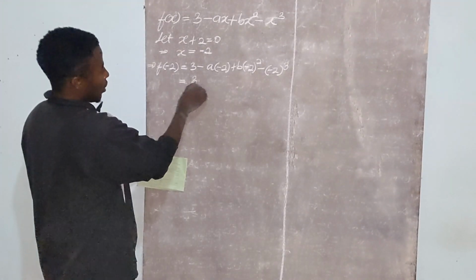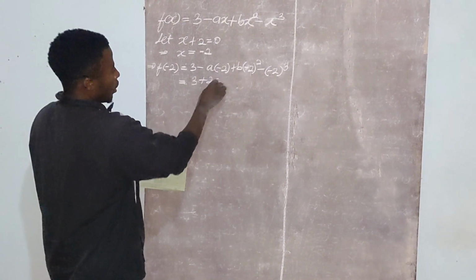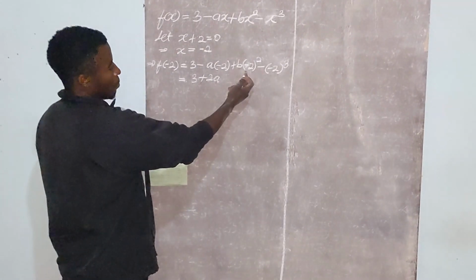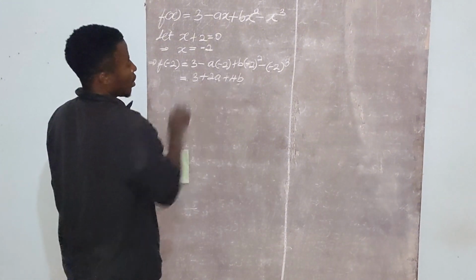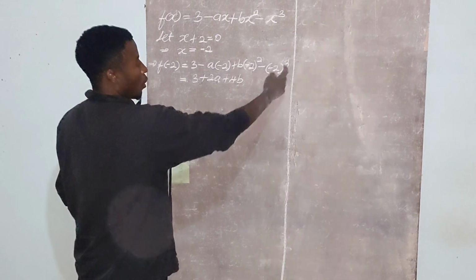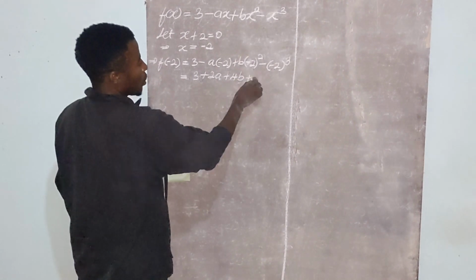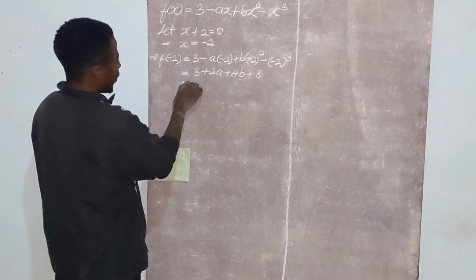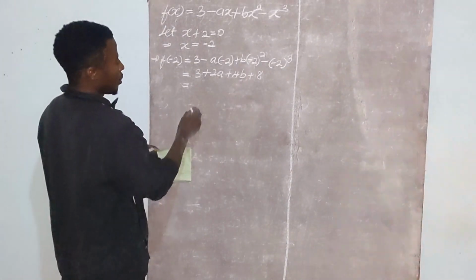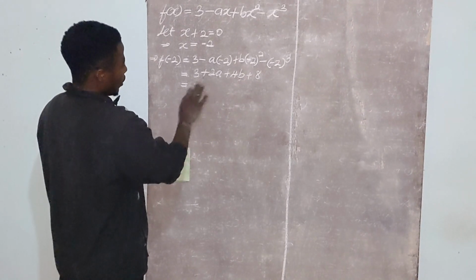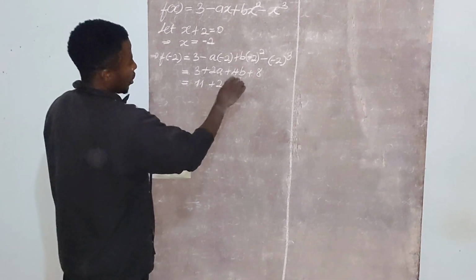We're going to have 3. When negative a multiplied with negative 2, we are going to have plus 2a. Then minus 2 all squared is 4 times b, which is plus 4b. Then minus 2 all cubed is negative 8. When you take negative 8 and multiply by this negative again, you have plus 8. So let's simplify that before equating. You will see that 3 plus 8 is 11. So I'm going to have 11 plus 2a plus 4b.